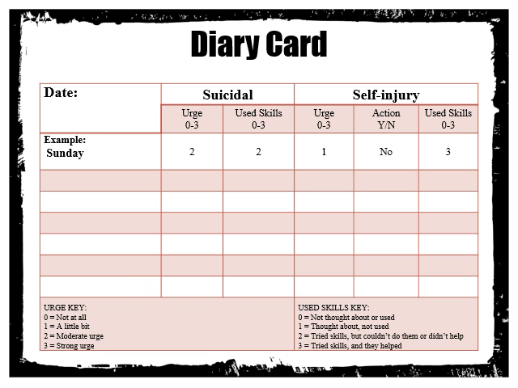For self-injury, the urge is 1, which is a little bit, and the action was no, meaning they did not self-injure. And in terms of used skills, 0 to 3, we have 3, which is tried skills and they helped. So in other words, Sunday was a bit of a challenging day for our client in that they felt moderately suicidal, and when they tried coping skills they didn't really help them.